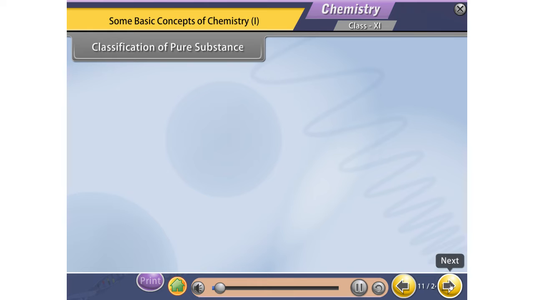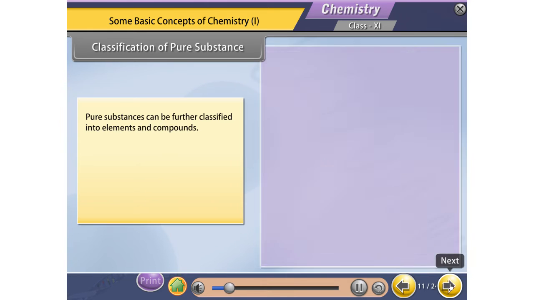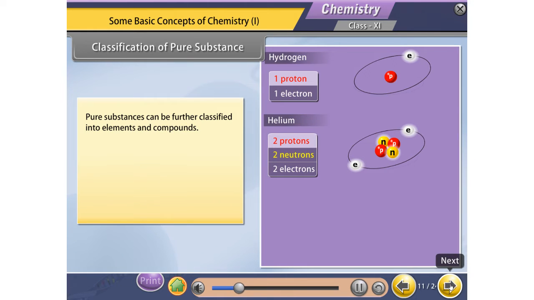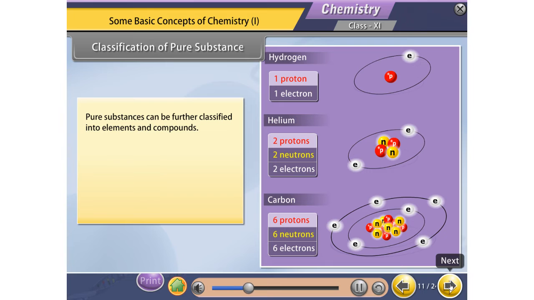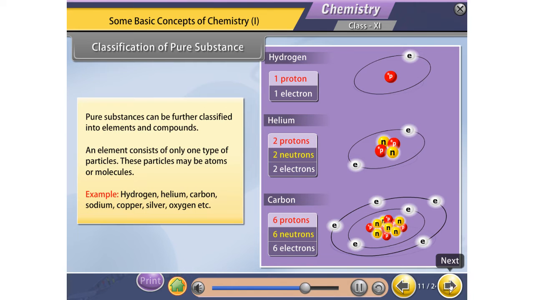Classification of pure substances. Pure substances can be further classified into elements and compounds. An element consists of only one type of particles. These particles may be atoms or molecules. Example, hydrogen, helium, carbon, sodium, copper, silver, oxygen, etc.